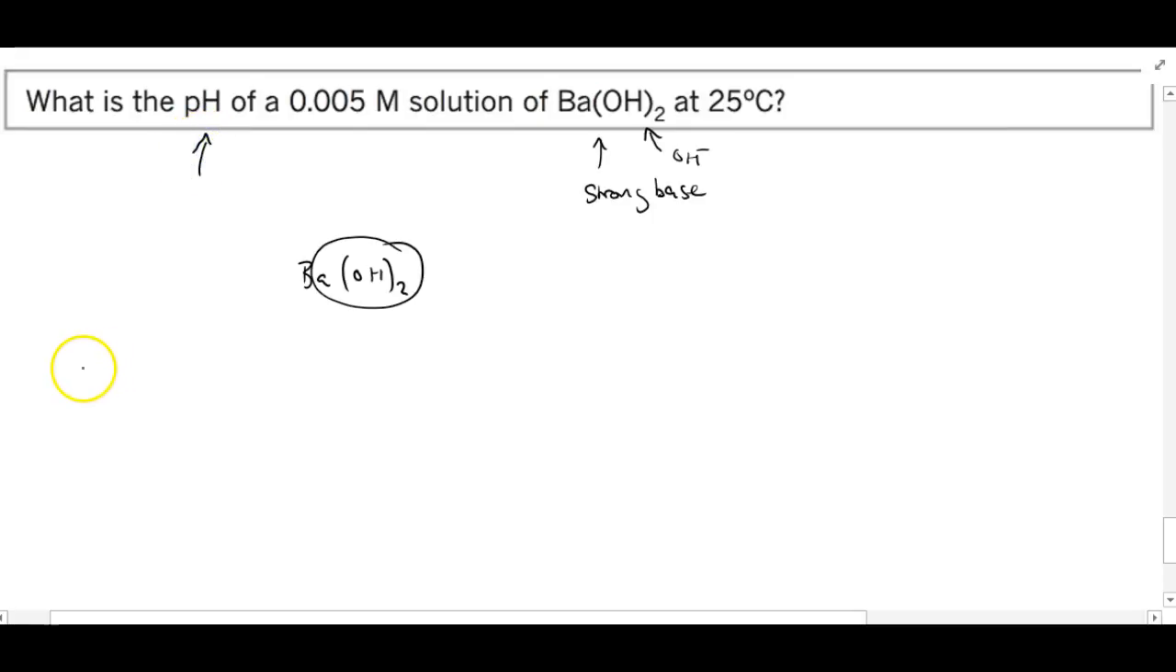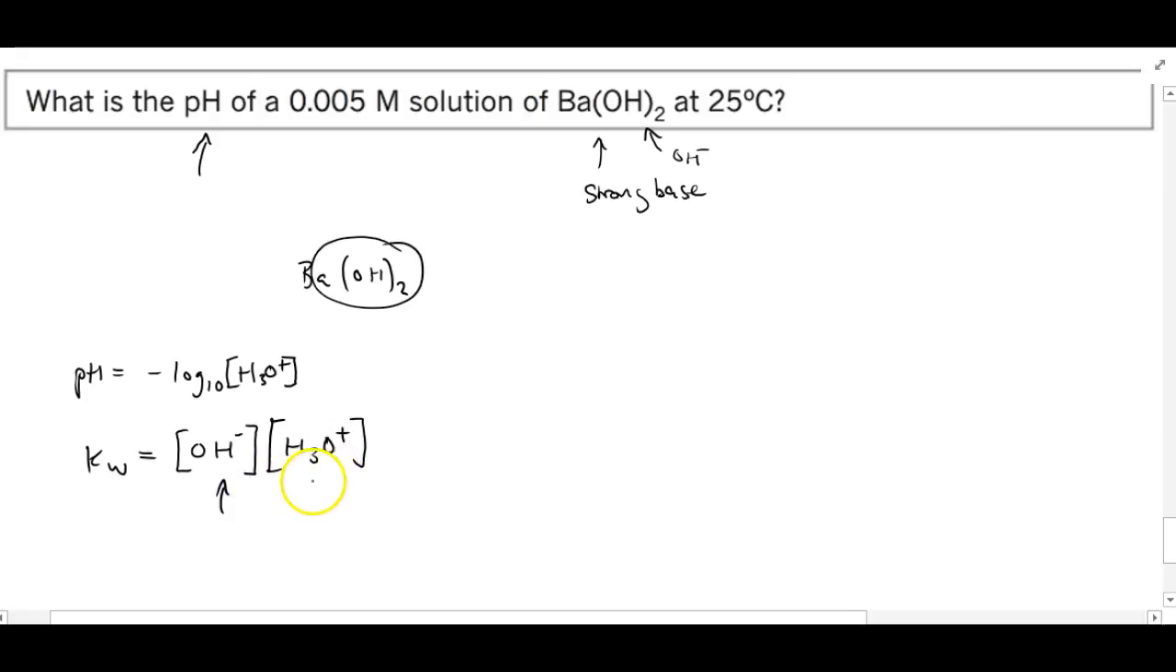So your equation for pH is minus log 10 of the hydronium concentration. You haven't been given that. So you need the other one. You need the Kw to work out the mystery hydronium concentration, because you know this one, but you want to know hydronium, not hydroxide.